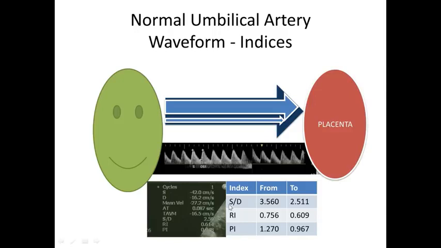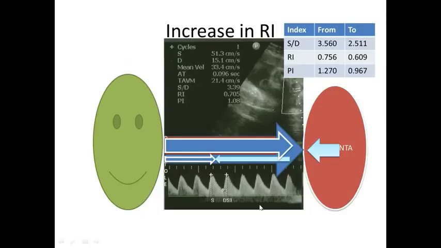The same goes for the peak systolic and diastolic ratio, where the figure we have is 3.56 to 2.51. This is second trimester up to third trimester. At the end of the third trimester, 37, 38 weeks, it should go to a very low value. And the pulsatility index is the same. So if the waveform is a normal waveform, we look at the indices.